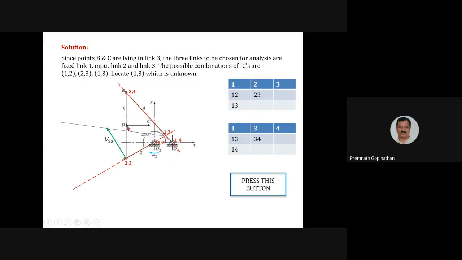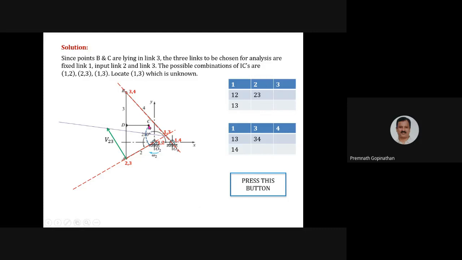If I take a point D, since it is lying on link 3, I can transfer point D onto the line of centers. From there I draw the vector perpendicular to the line of centers, so that the tip of the vector will touch this locus, and I can measure the magnitude now. Okay, now let's see how we can find out the velocity for point C. Since it is lying on link 3, I can transfer the point C onto the line of centers.